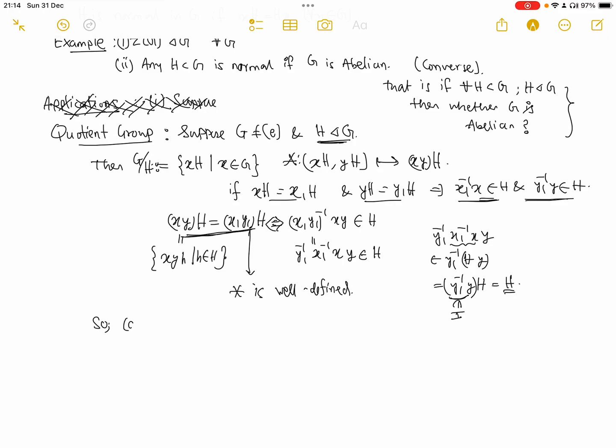And also, if you take the coset corresponding to the identity element, this will go to yH for every y in G. So we get that this, or you can write it simply as H, is the identity element.